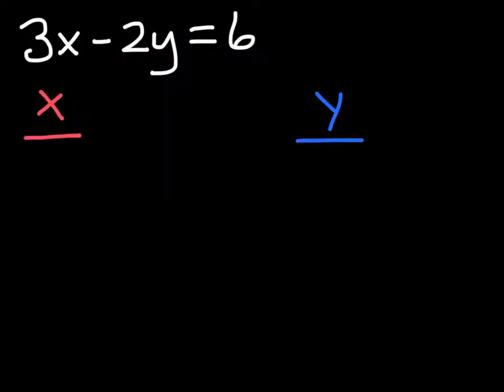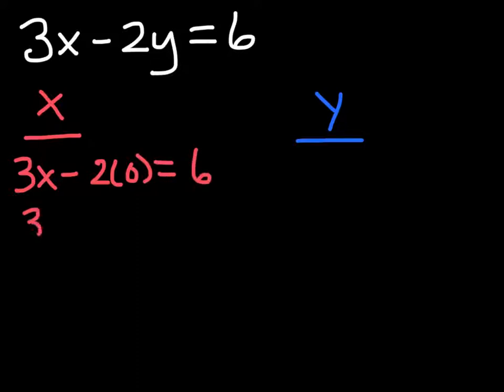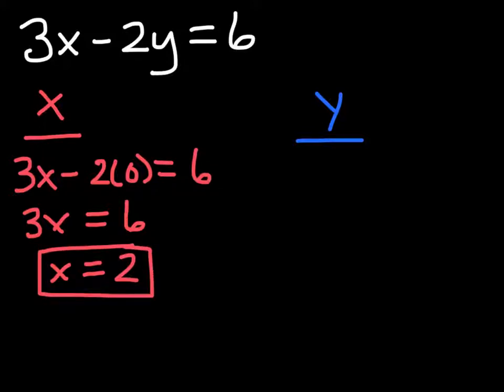Let's find the intercepts of the graph 3x minus 2y equals 6. We'll begin by solving for the x-intercept. To solve, we'll let y equal 0 and solve for x. So let's rewrite this equation with y valued at 0 and solve for x, which has a value of 2. So the x-intercept is 2.